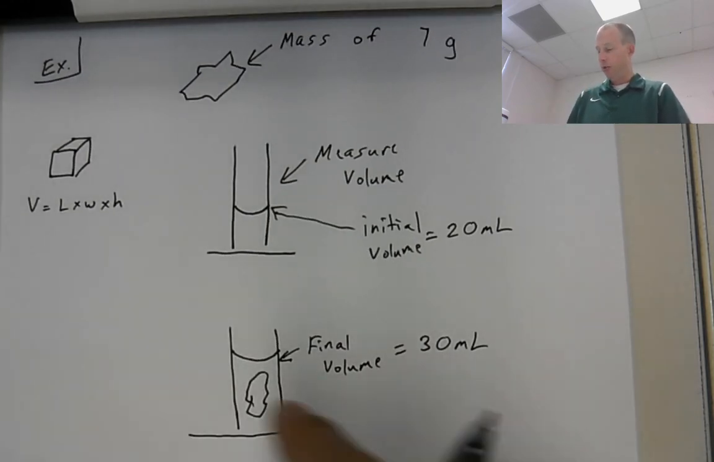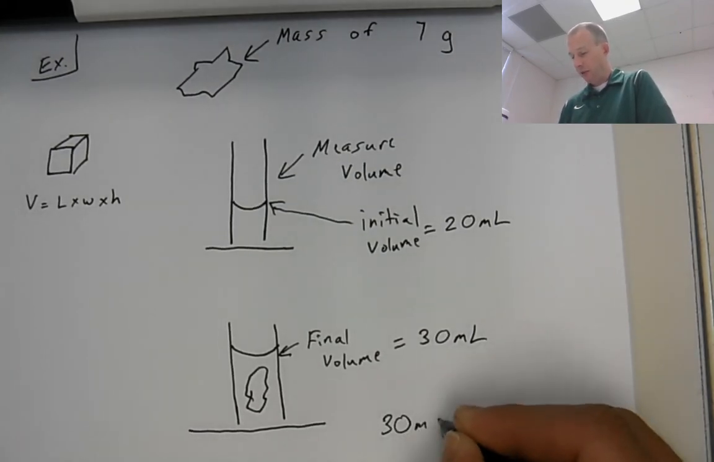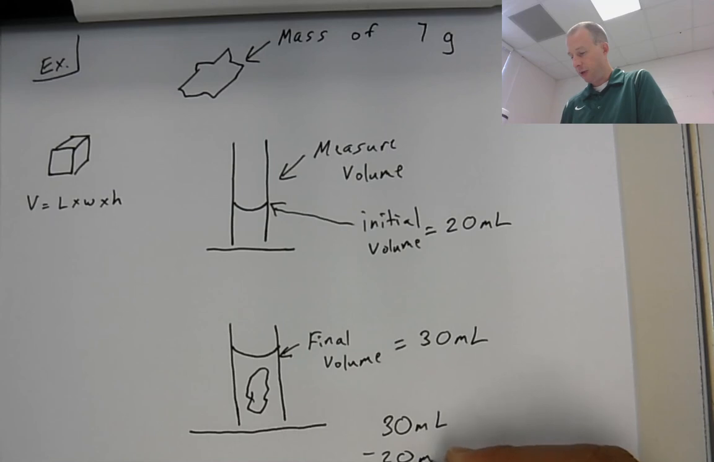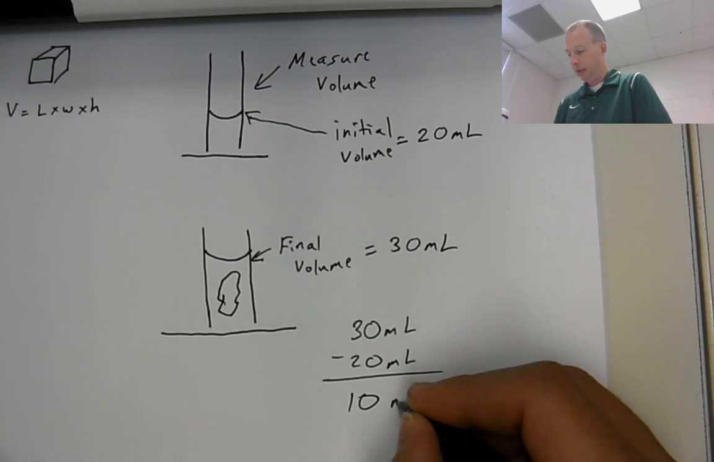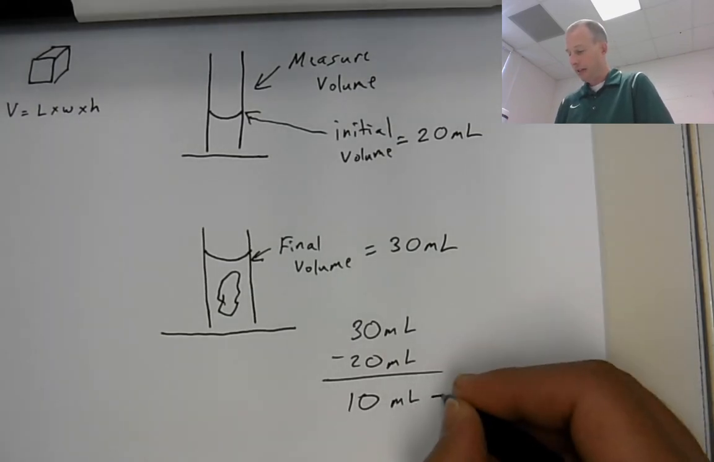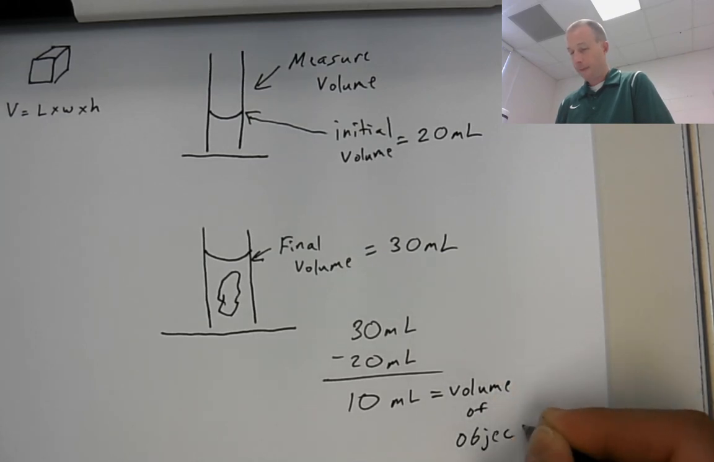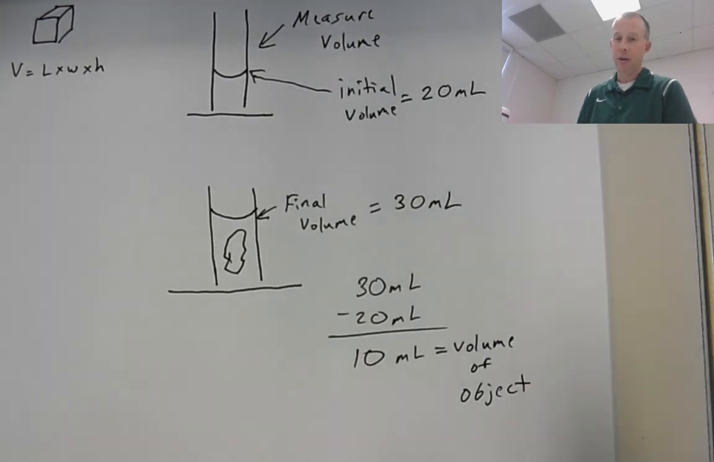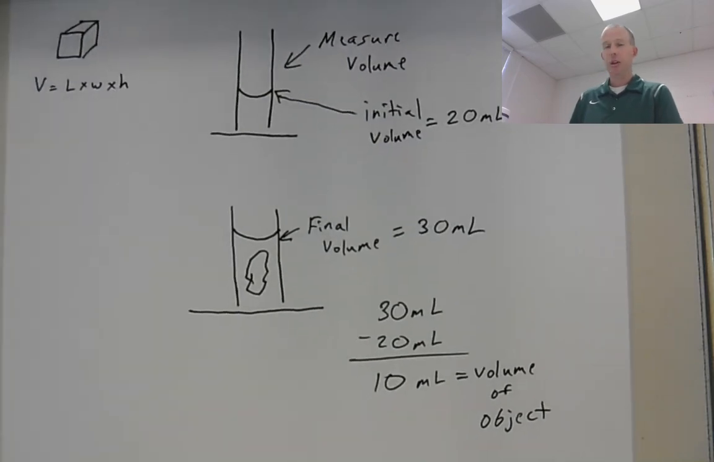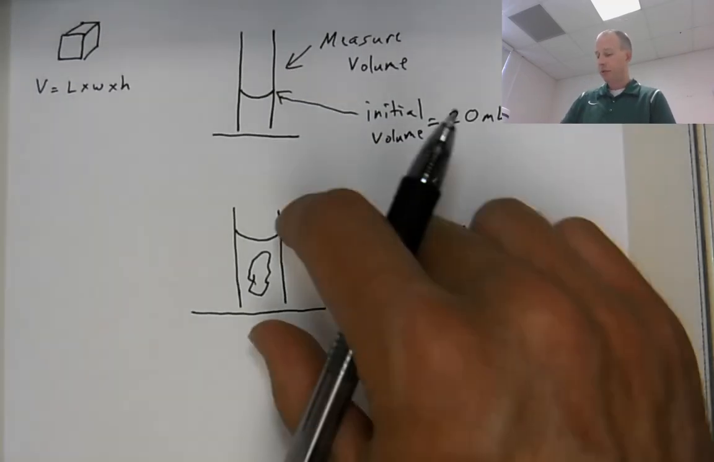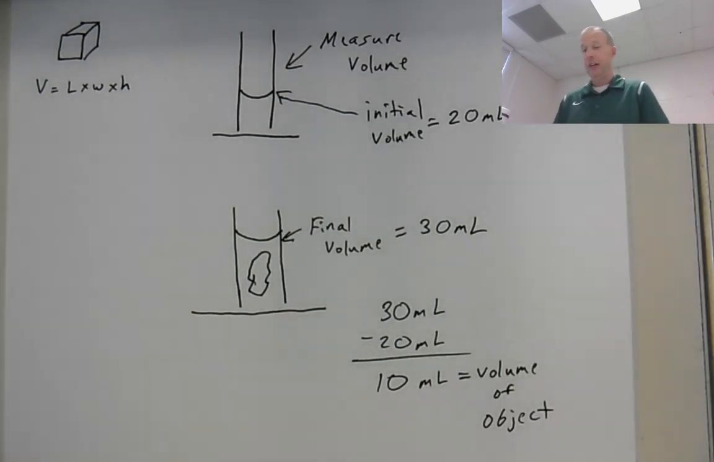That difference, you do 30 minus 20. When you take the final volume, 30 milliliters, minus the initial volume of 20 milliliters, you obviously have a 10 milliliter difference. That is equal to the volume of the object. That is how you figure out the volume of a weird looking amorphous non-right angled object. Water displacement. Because the water covers everything, that difference in the volume of the cylinder, that's the volume of the thing that you put in.